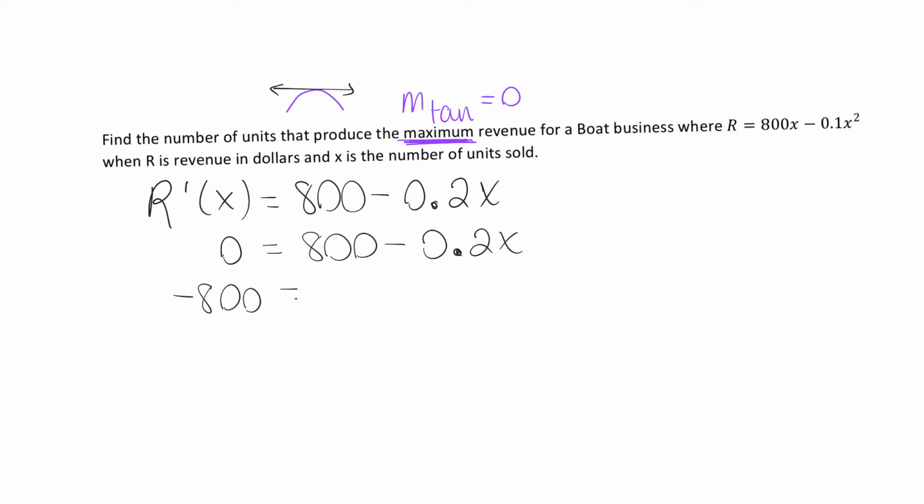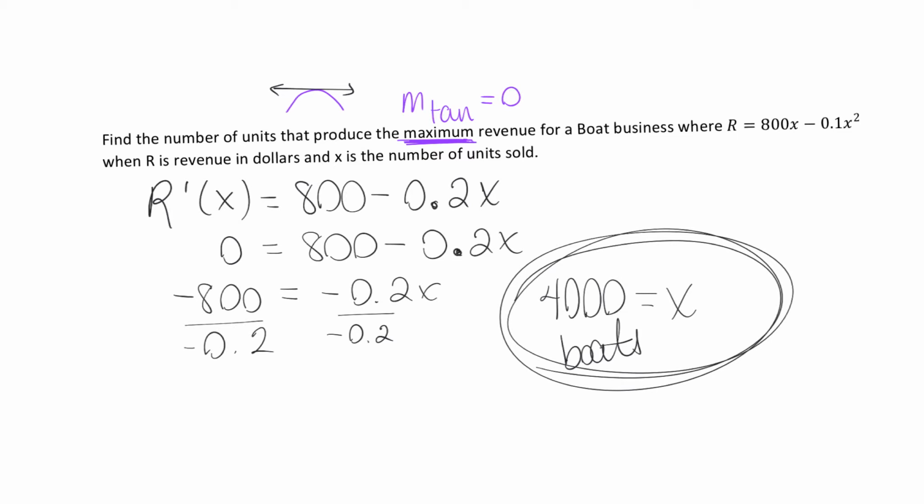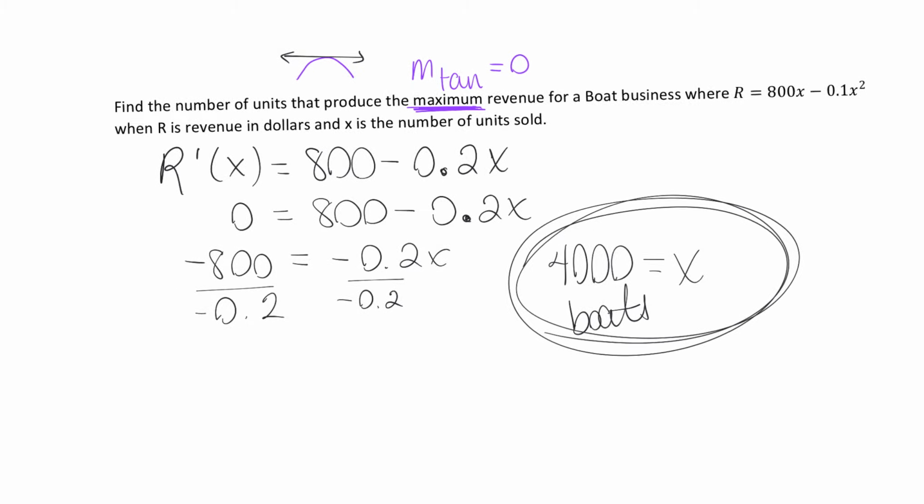We're going to get negative 800 equals negative 0.2x. Divide out our negative 0.2. And what do we get? We're going to get 4,000. So 4,000 equals x. So that means we need to sell 4,000 boats to maximize our revenue. So that's a new way of looking at things.